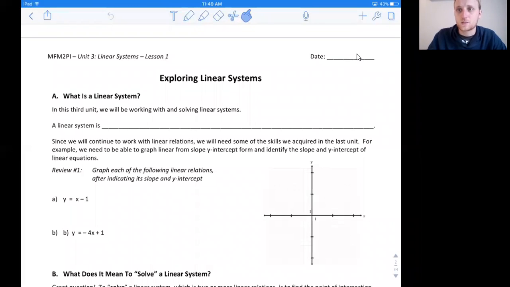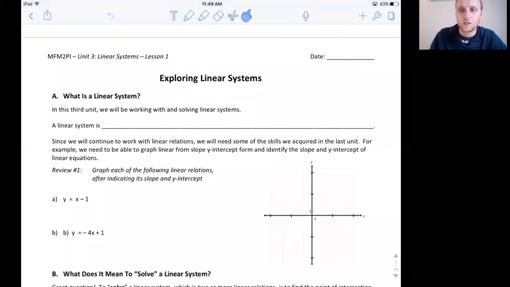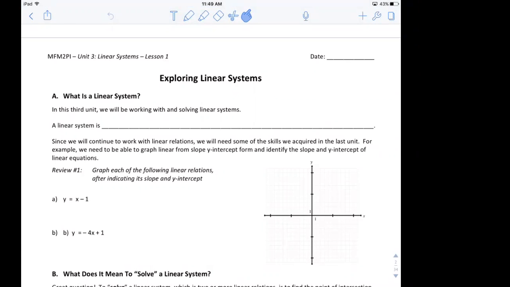Okay, so this is just a little test run of our video recording system. Just trying to show you guys a little lesson on exploring linear systems. So first off, we need to talk about what is a linear system and what do we actually mean by that.